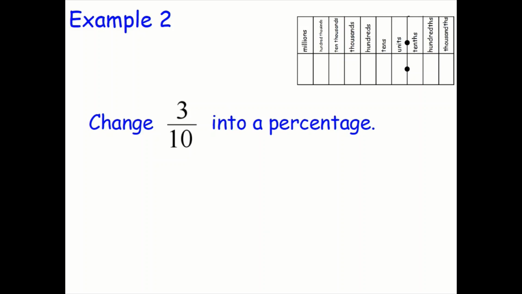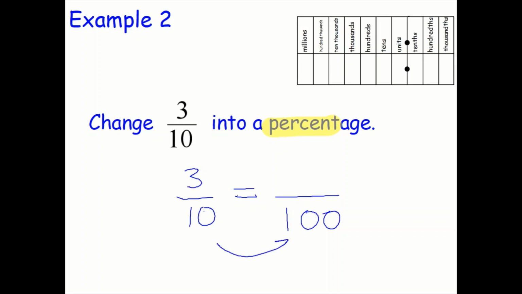Example 2, change 3 over 10, also called 3/10, into a percentage. Remember, percent means out of 100, but currently this fraction is only out of 10. So how do we make it out of 100? Well, we need to write an equal sign, and make an equivalent fraction over 100. If you're a bit rusty on equivalent fractions, you can watch the video on equivalent fractions. So you're saying how many times does 10 go into 100? Or in other words, what is 100 divided by 10? Well, the answer is 10. You've got to multiply 10 by 10 to get 100. And whatever you do to the bottom, you must do to the top. And 3 multiplied by 10 is 30.